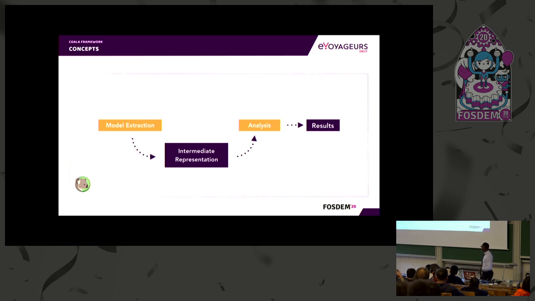If we zoom out into the main goal of Coala, as I said, you have data structures. For analysis, we have rules that are also called routines. In Coala, they call them bears. It's the way you implement your algorithm to do static code analysis.